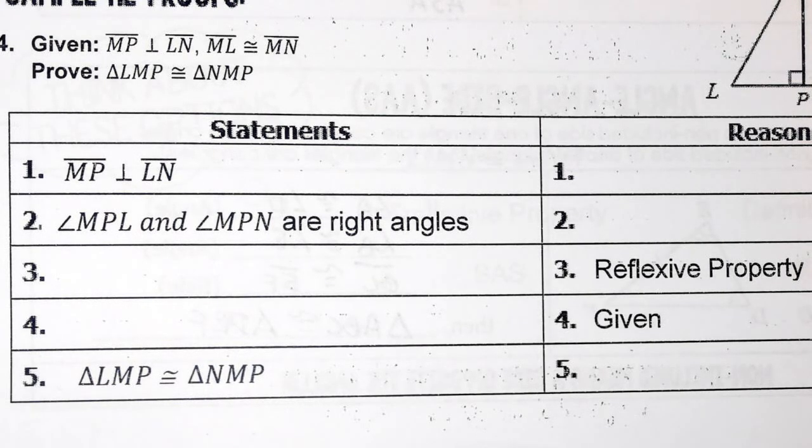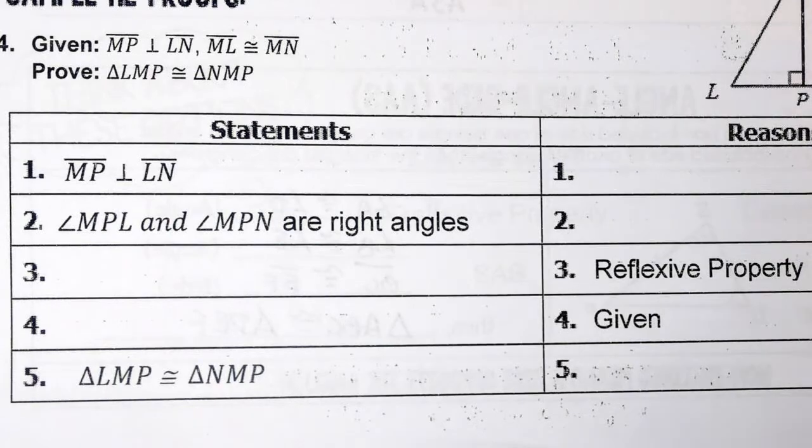MP is perpendicular to LN. Anytime I hear perpendicular, I start to think that they're trying to talk to me about right angles in a proof. If you look at the next line after that, you see that they start talking about right angles. Anytime they start talking about perpendicular, they want me to know about right angles. Just an FYI for you guys. MP is perpendicular to LN. Then after that, they said segment ML is congruent to segment MN. And then they want me to prove triangle LMP is congruent to triangle NMP.